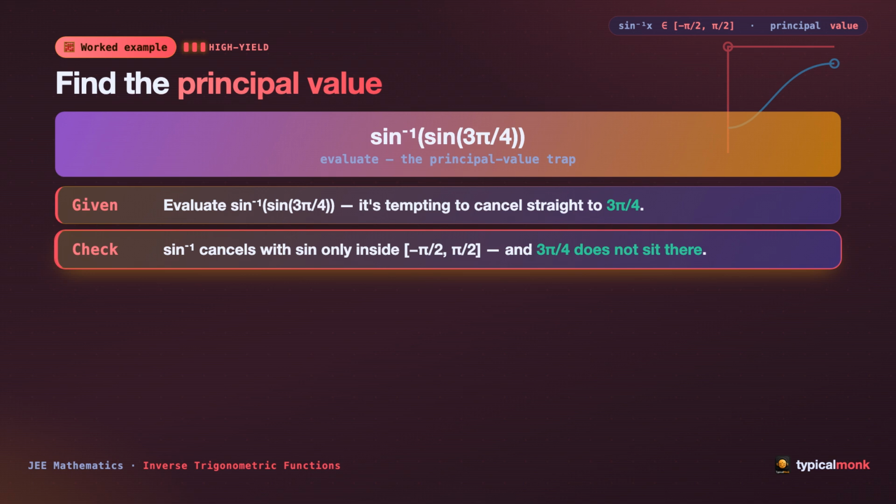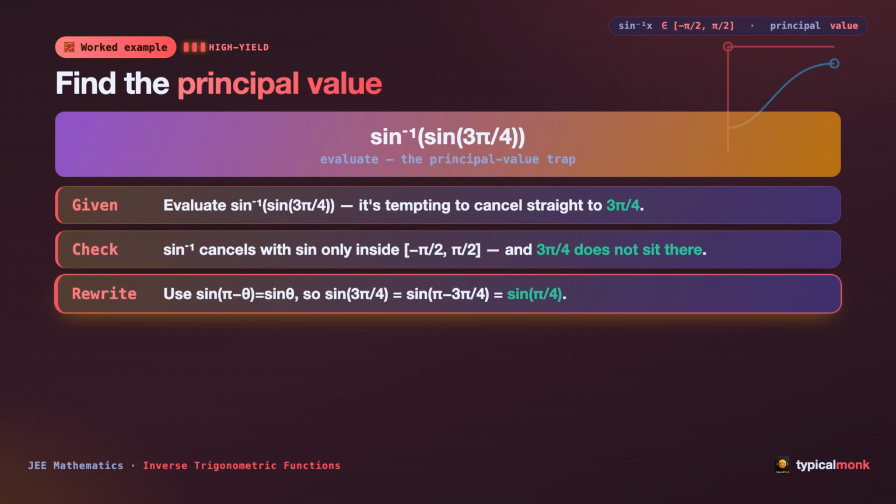Sine inverse only cancels cleanly with sine when the angle already sits inside -π/2 to π/2, and 3π/4 does not sit there, so we cannot cancel yet. Step 3. Rewrite the inside using a supplementary angle. Sine of π minus θ equals sine of θ. So sine of 3π/4 equals sine of π/4.